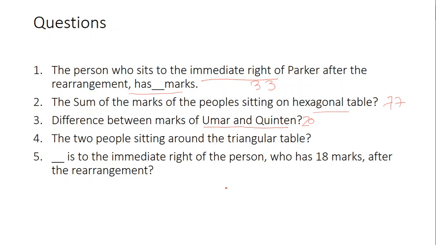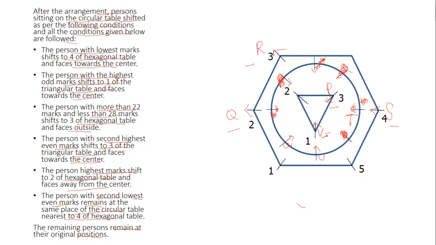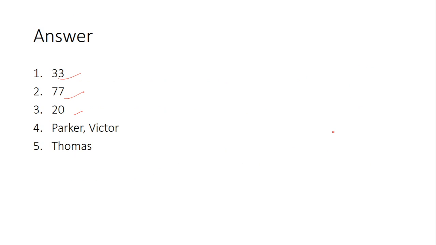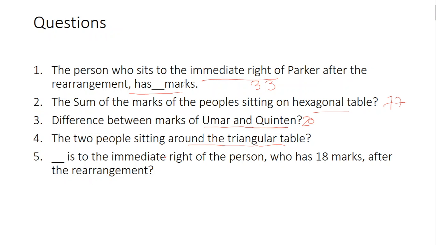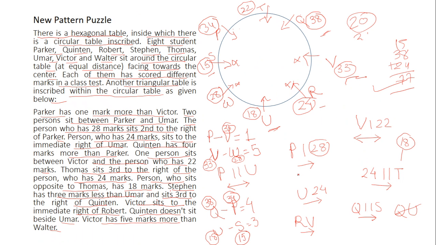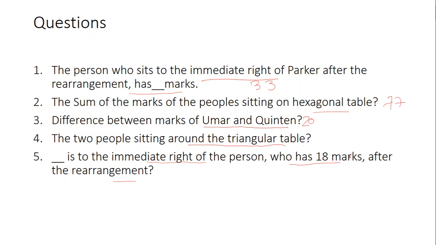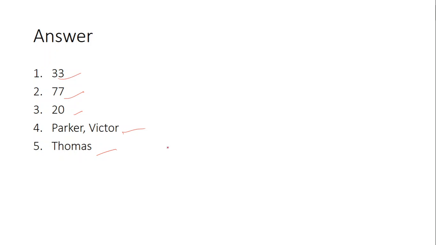Okay, the two people sitting at the triangular table. So the two people sitting at P and V, that is Patrick and Vector, right? Dash is to the immediate right of the person who has 18 marks after the rearrangement. So the person who's got 18 marks, who is the immediate right to it? The question is asking that. Who has got 18 marks? 18 marks is U, and who is to his immediate right? Immediate right is T after the rearrangement, right? It's T. Then T is Thomas, right? It's Thomas.